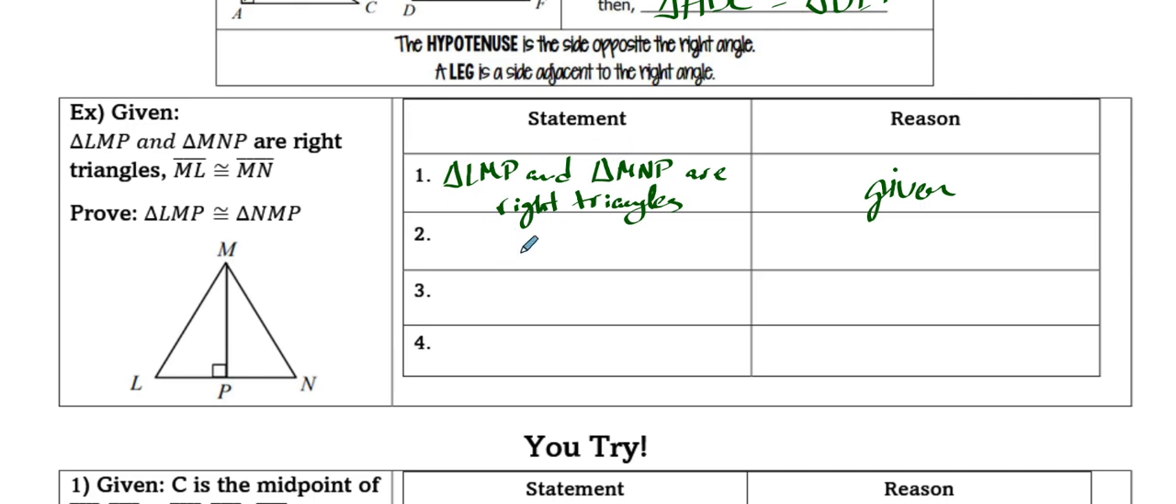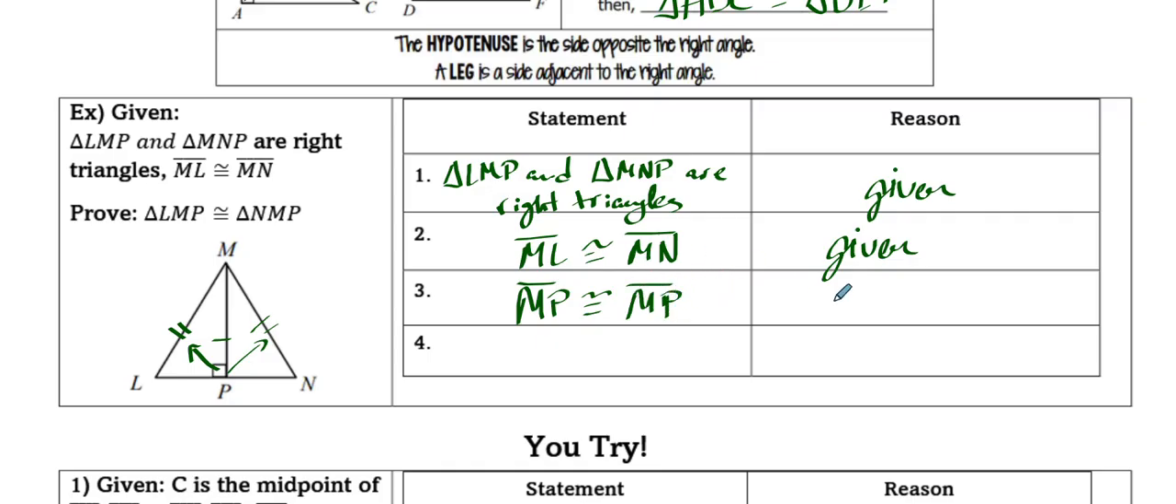All right, so we have right triangles. We also have that ML is congruent to MN. So that's the hypotenuse. That means we just need a leg, which is that shared side in the middle. MP is congruent to itself, again, by the reflexive property. And so, by hypotenuse leg, we have two congruent triangles.